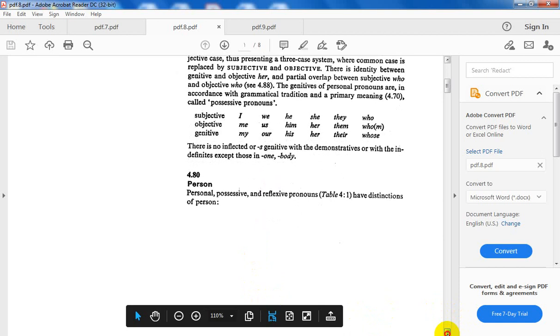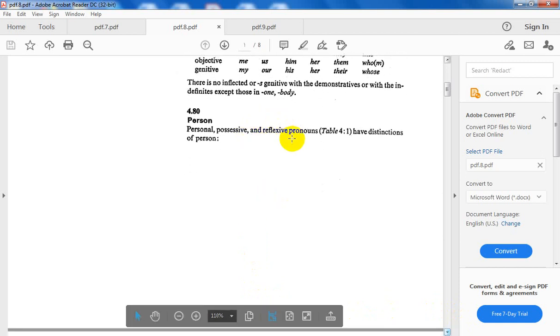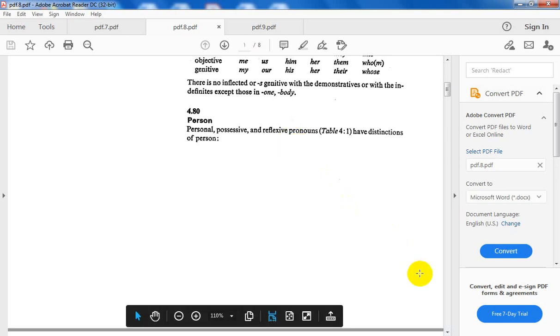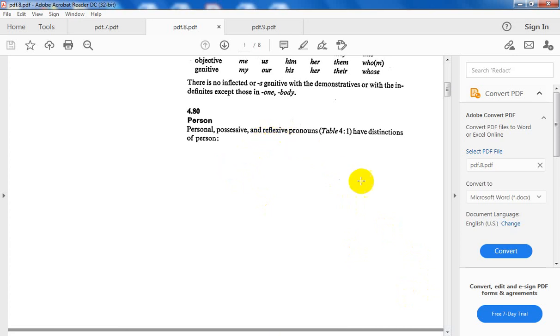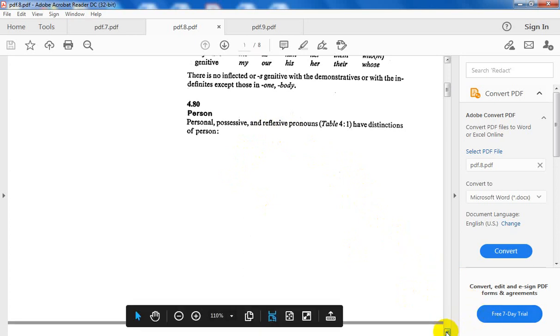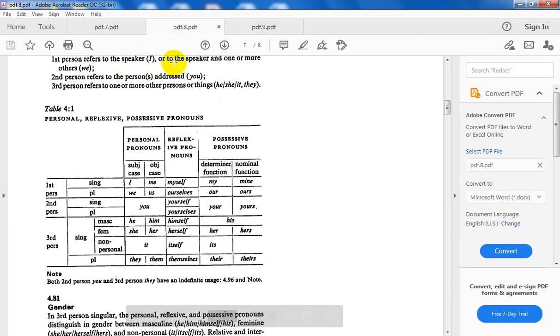Person of a pronoun. Personal, possessive, and reflexive pronouns have distinction of person. Personal pronouns, possessive pronouns, reflexive pronouns have distinction of person. يعني there is some sort of distinction between first, second, and third person. So the first person refers to the speaker, I, or the speaker and one or more others.